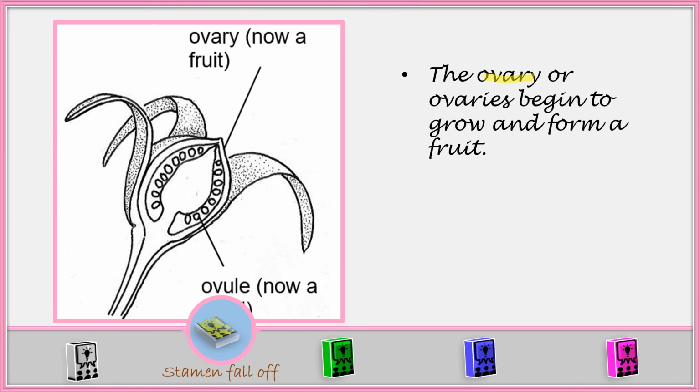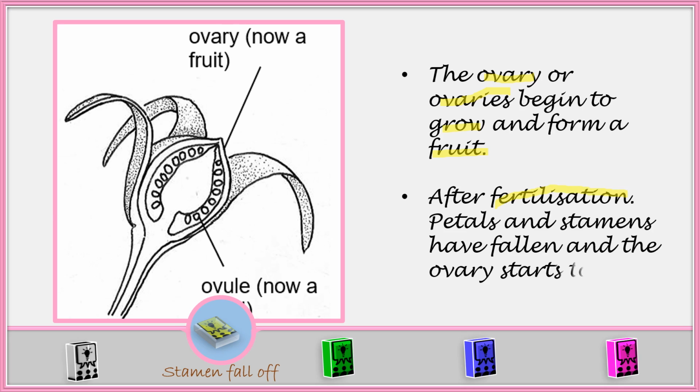The ovary begins to grow and form a fruit. So we have the fruits here, and the ovules, which are now turning into seeds. Then we have our placenta attached on the receptacle. Then the outer layer is what was the ovary, now what we call the fruit. So when the ovaries and the ovules continue to grow, we are going to get a tomato fruit.